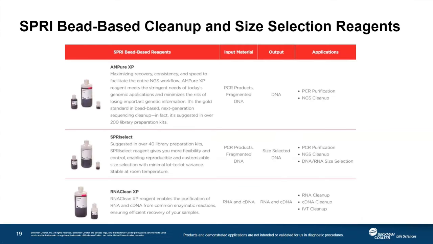And then finally, our cleanup kits and our size selection reagents. I think most people are probably very familiar with our Ampere XP, sort of the gold standard in the industry, recommended in over 200 cleanup for NGS kits. So again, if you look for your input material, what do you have? We have PCR products, and we're looking to clean up that DNA. This leads you right to our Ampere kits.